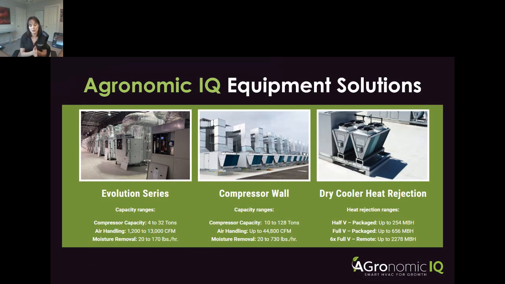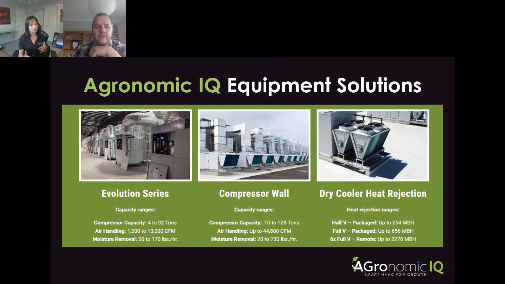So these units are really great for any sort of retrofit application where you can't put equipment on the roof, or you have long runs between where the unit is and where your condenser can be. We do a lot of retrofits with these units. Compressor wall is 10 to 128 tons. These units are our bread and butter in the cannabis industry, and they are also fantastic for larger grow rooms. 20 to 730 pounds per hour.